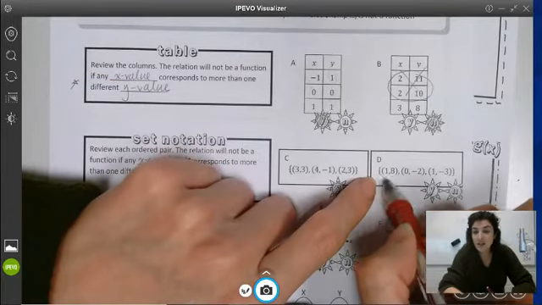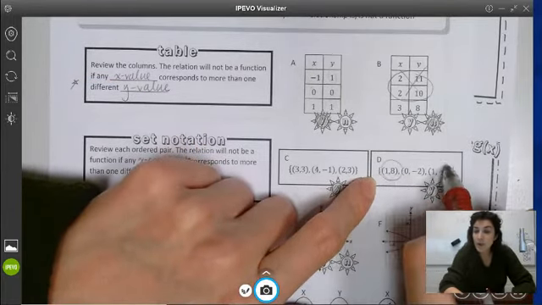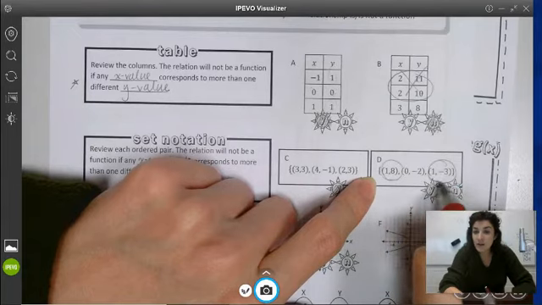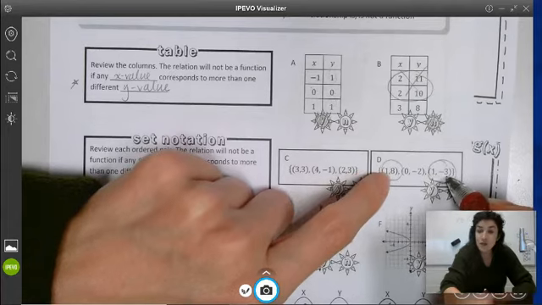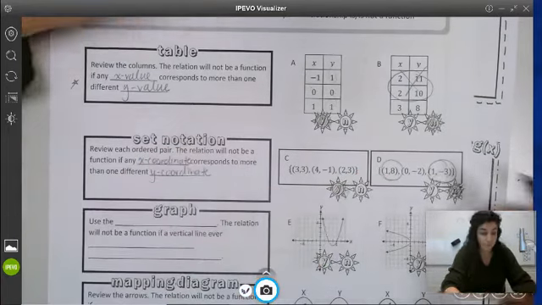Whereas 1 goes to 8 here, but 1 goes to -3 over here, which means it's not a function. Our x coordinate 1 is going to 2 different numbers, and that's not good.